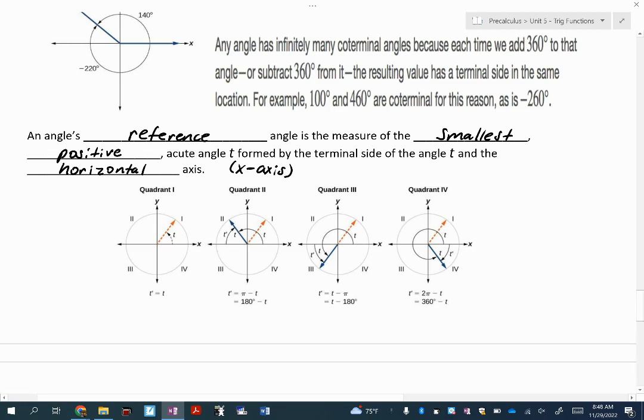Quadrant 2, you're going to find the difference between the nearest horizontal axis, which would be 180 degrees, minus that terminal side. If it's in quadrant 3, it'll be 180 degrees, going the other direction. So you're actually going to take the angle and subtract 180. And then finally in quadrant 4, the nearest x-axis is all the way around, so you're going to have 360 degrees minus that angle. Again, I will really hit this hard in another lesson.